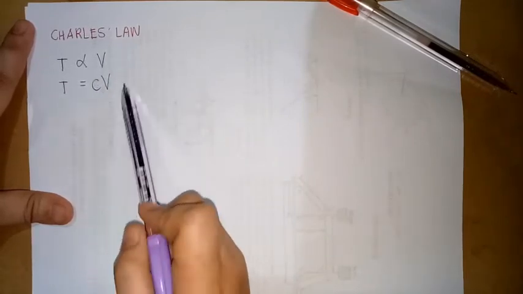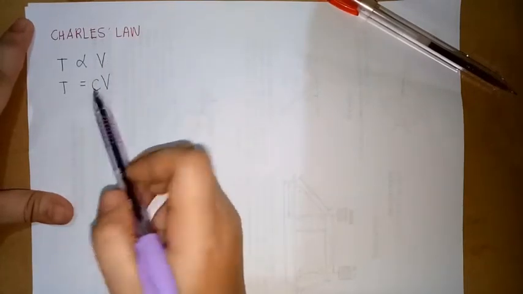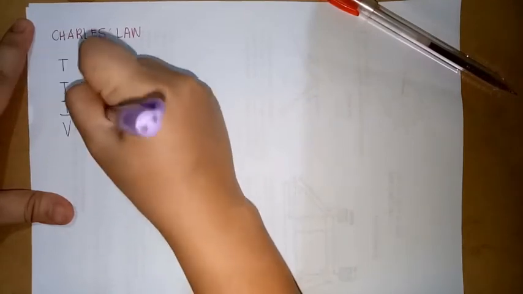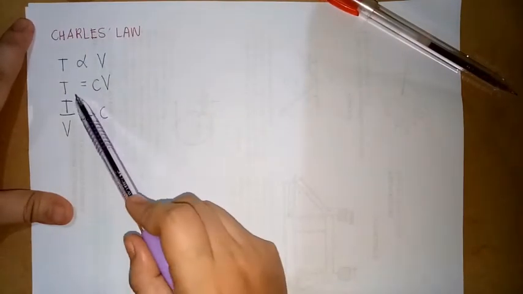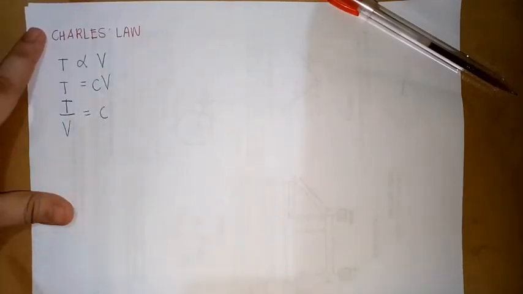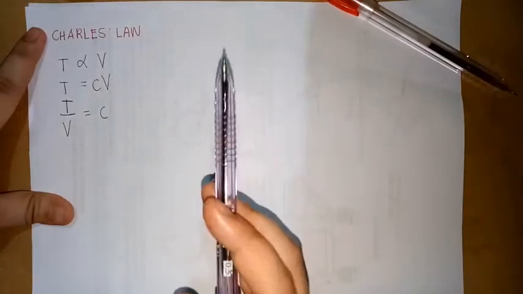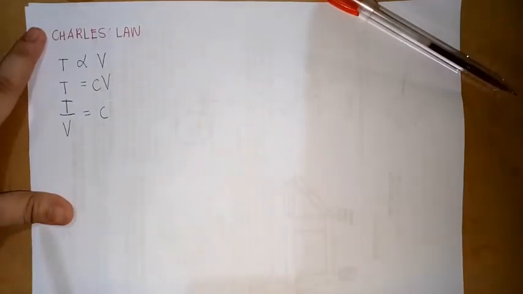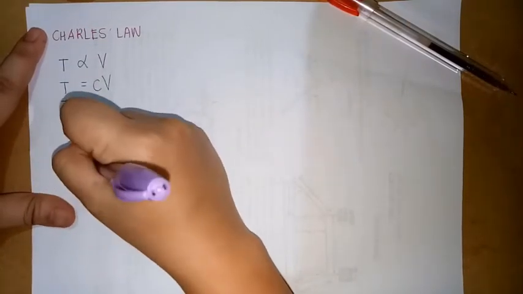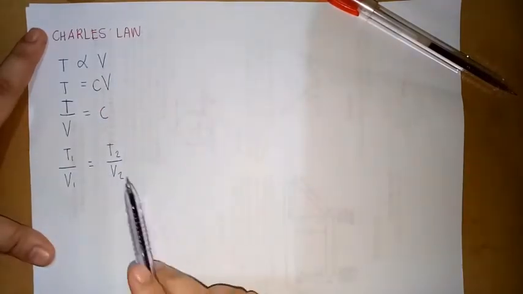And ang ititira ulit natin dun sa right side ng equation is yung constant C. So, dividing both sides by V, we have T over V is constant. So, again, lalagyan lang natin ito ng subscript para makita lang natin yung relation ng temperature and volume initially dun sa temperature and volume after mag-undergo ng process ng isang ideal gas. So, T1 over V1 is equal to T2 over V2. Yun lang yung ibig sabihin nito.